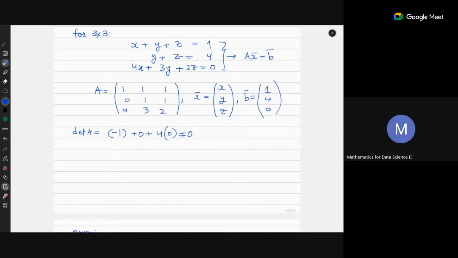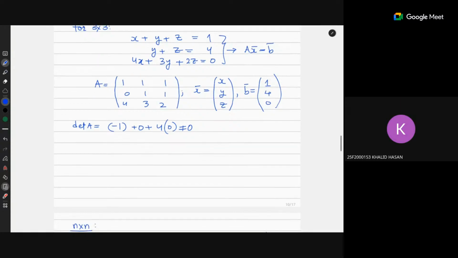Is this correct? Yes, sir. It is not 0. Determinant is not 0, right? So you can apply Cramer's rule, or you can use the inverse method to find out the solution. And it will have a unique solution because the determinant is non-zero, so it will always have a unique solution.